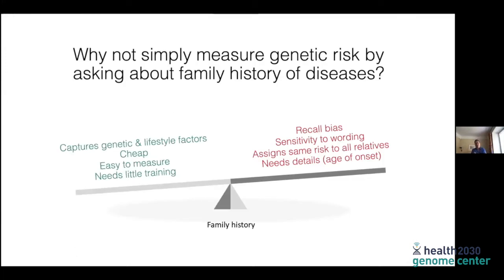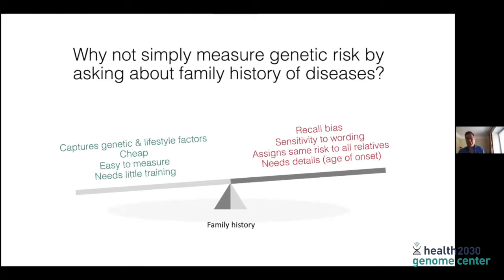Then my slightly provocative question: why not simply measure genetic risk by asking about family history of the diseases? There are of course good things here in green about family history measurement. It captures at least partially genetic and lifestyle factors. It's cheap and easy to measure, but there are obvious problems with it. I'm not sure how well we know what diseases our aunts or uncles have had, or it's sensitive to how these are asked and so forth.